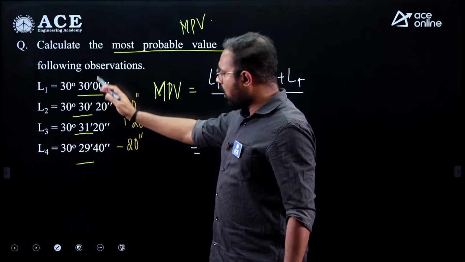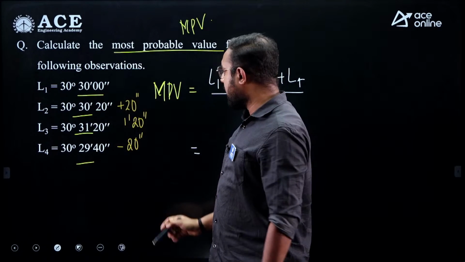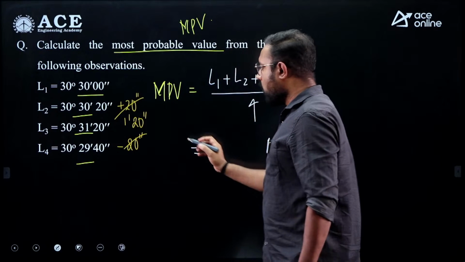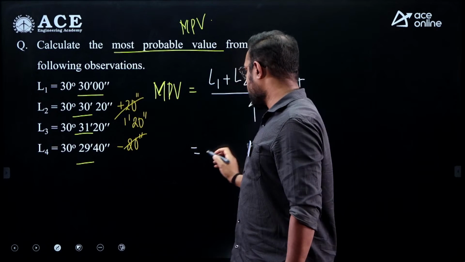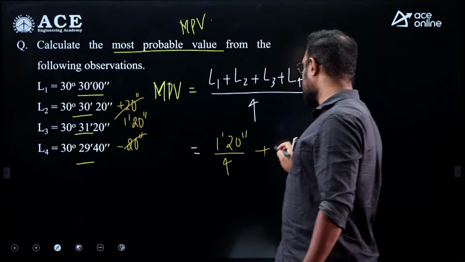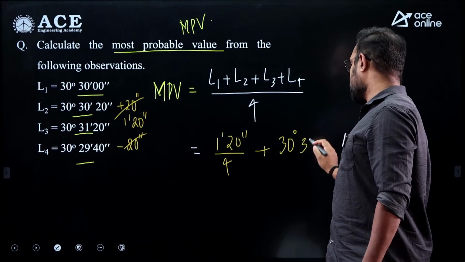If you take all of them, they are close to 30 degrees 30 minutes. So, we can take it like this. This 20 will get cancelled. You are only left with 1 minute and 20 seconds. So, 1 minute 20 seconds divided by 4 plus 30 degrees and 30 minutes.